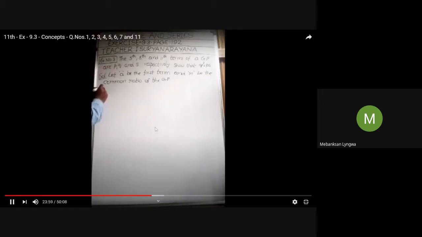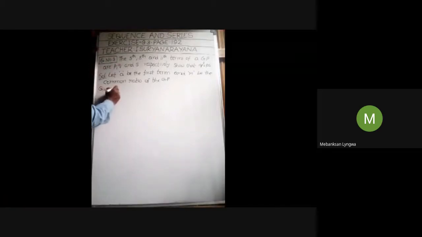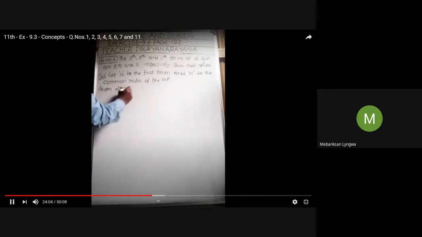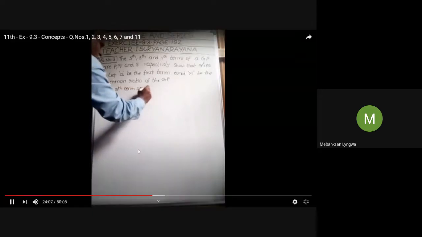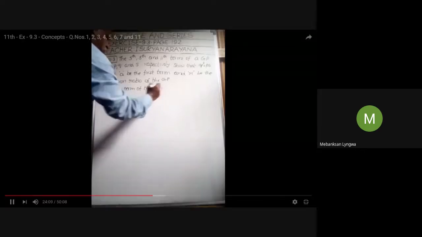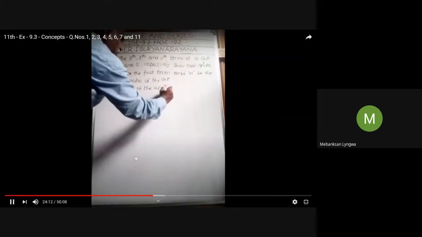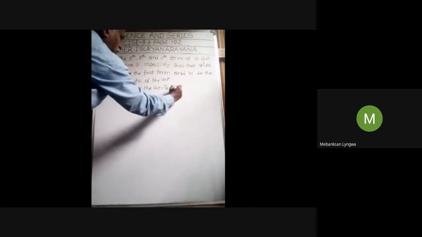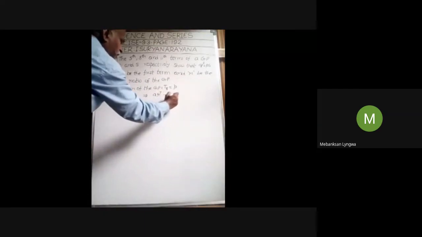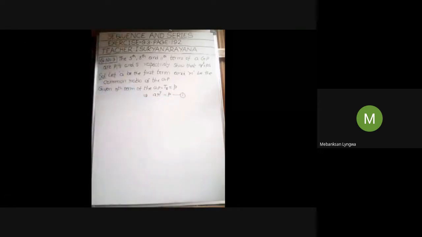What is given? 5th term of the geometric progression is P. Given 5th term of the geometric progression, that is T5. What is a 5th term? P. Okay, my children. How do you write 5th term of the geometric progression? A r power 4. Okay, my children. That is P. Let us consider this is equation 1. Okay, my children. Understood this step?